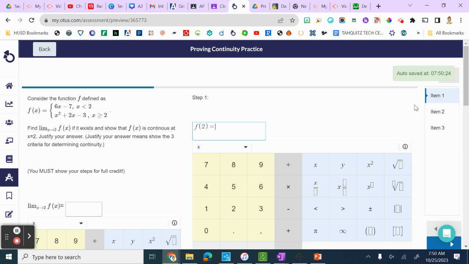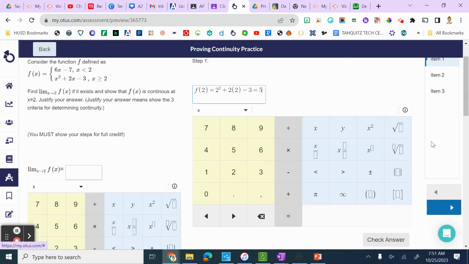f of 2 equals, and I'm going to just plug into this one, and type in what I plug in. 2 squared plus 2 times 2 minus 3. Now, I'm in calculus. I could probably do that arithmetic in my head, right? So let's see if we can do it in our head and just type the final answer there. What's 2 squared? 4. 2 times 2. So I have 4 plus 4 minus 3. What's that? 5.